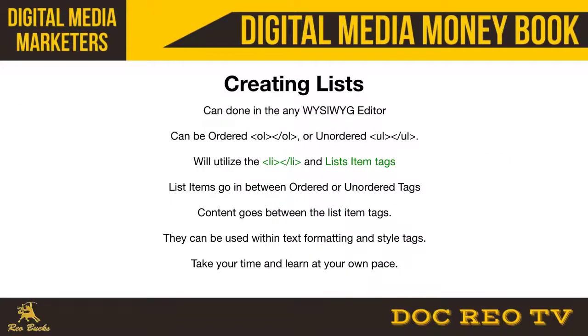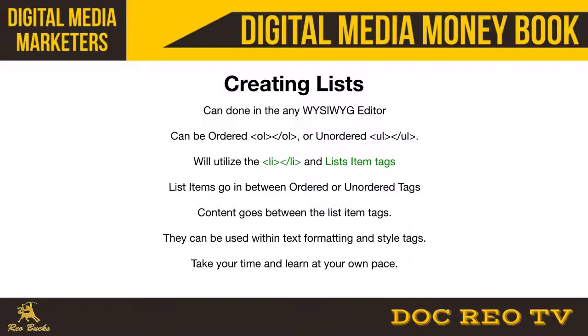Now, creating lists. Creating lists can be done with any WYSIWYG editor. I need a period in there, and I need a period down there and down there and down there. I keep missing the periods in these. And they can be ordered lists, or they can be unordered lists. Open and close OL or open and close UL. We'll utilize the LI or closed LI list item tags, both. We will utilize them both.